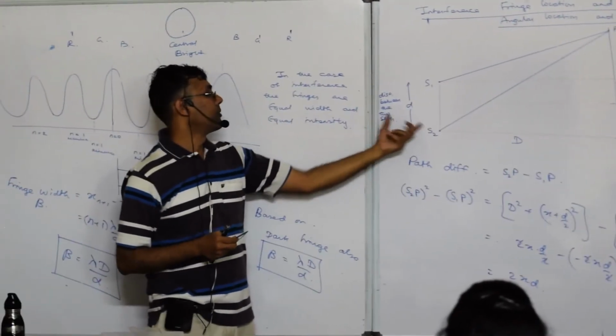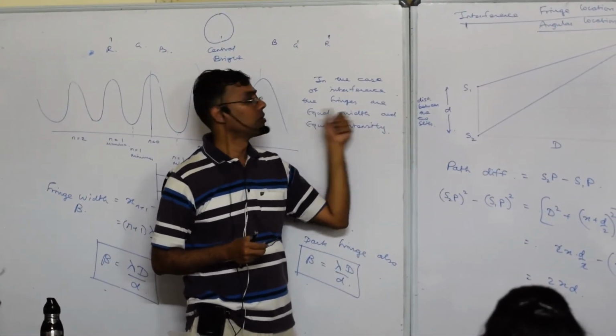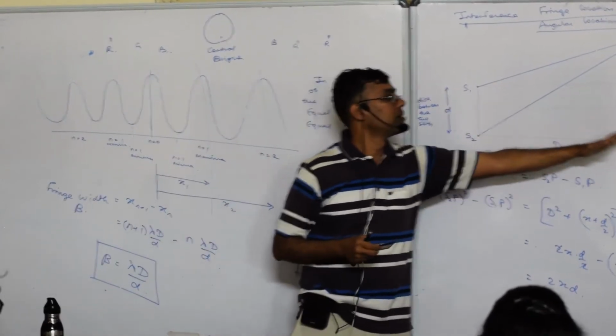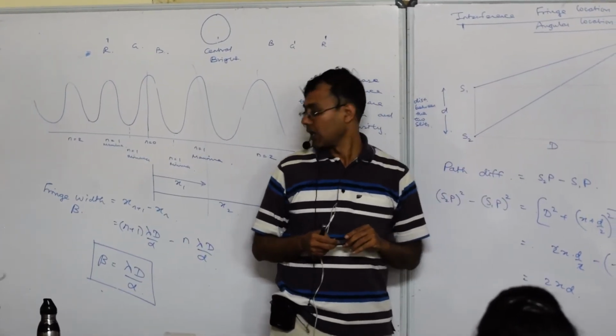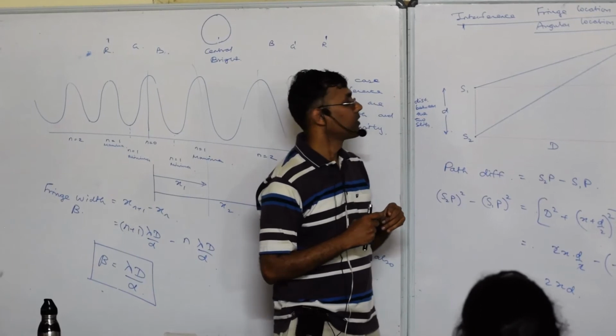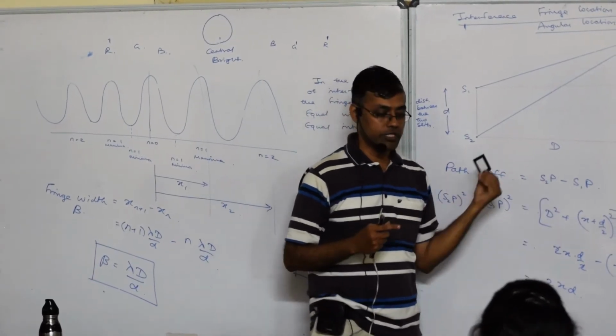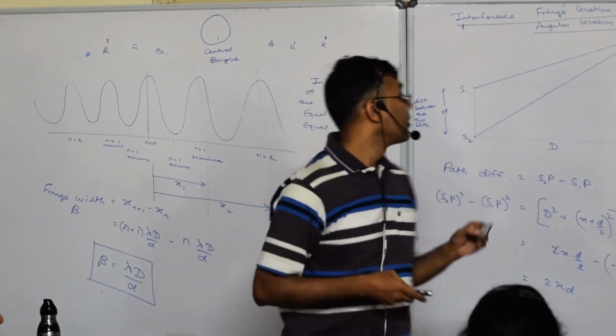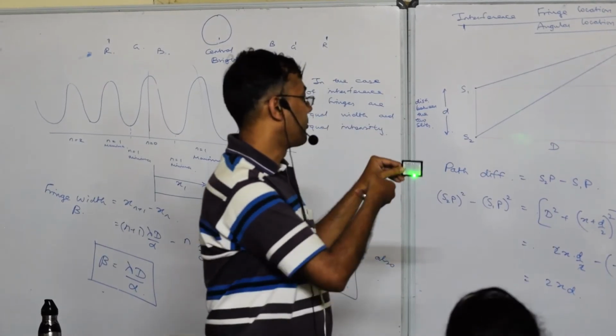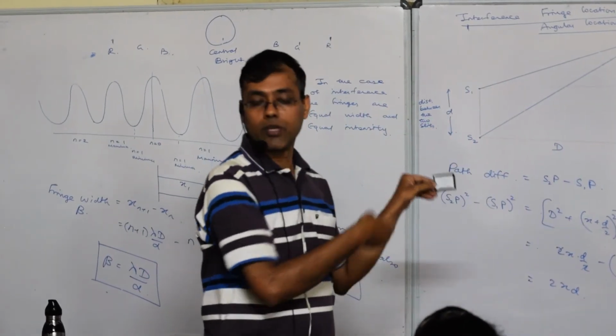So it doesn't matter where you keep the actual source. It matters only between the slit and the screen distance, or lambda D by d. Everyone okay with that? You may get a question: does the source distance from the slit matter? The answer is no. Okay, so make a note of it.